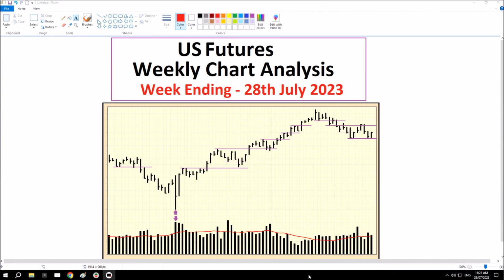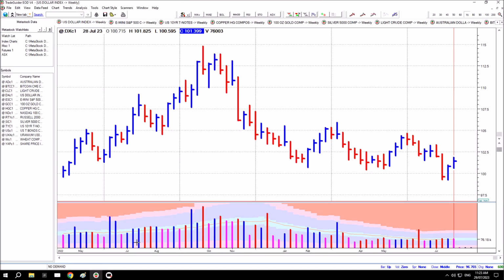This is the US Futures weekly chart analysis for the week ending 28th of July 2023. Now, it's a bit longer than usual this week, so grab yourself a cuppa and sit back because there's some pretty interesting charts to look at. So let's get into it.